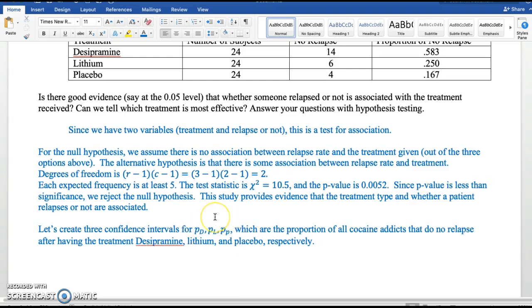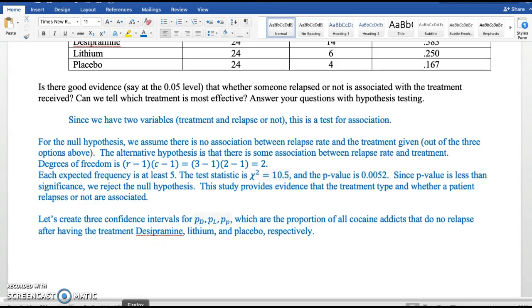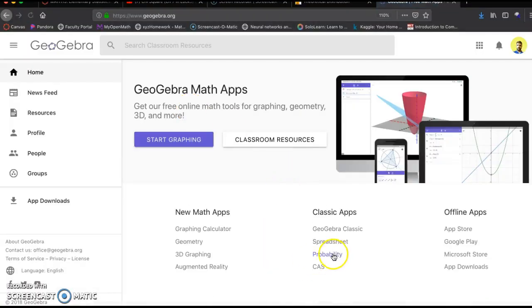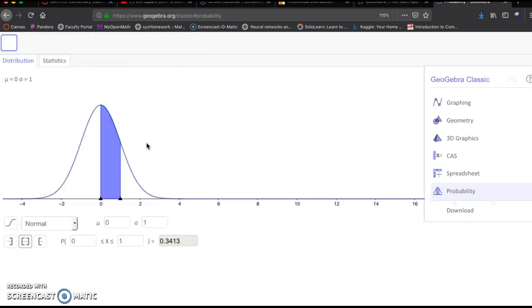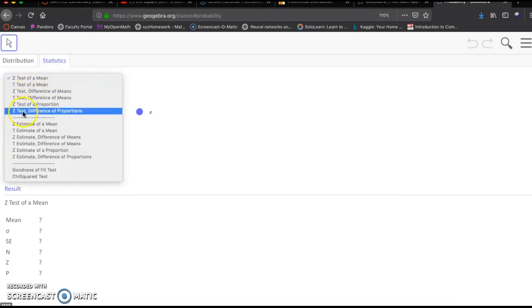So not confidence interval difference of means, but just look at, well, what's a confidence interval for the proportion of all disipramine that did not relapse. So we have a 0.583. So to do that, I'm actually going to go to GeoGebra. I think that's a little faster way. Click on that probability. Statistics. And right here, I'm going to go down to Z estimate of a proportion.